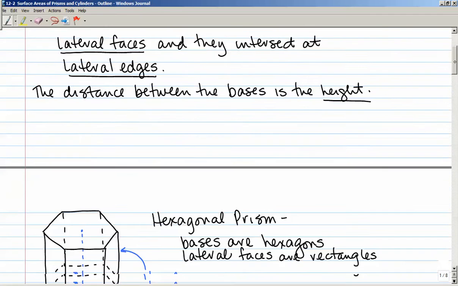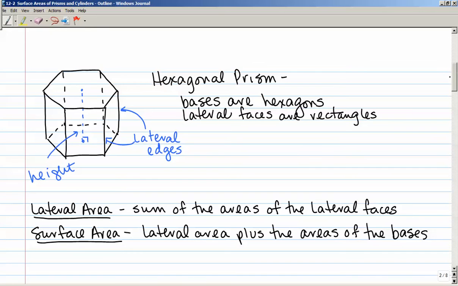Let's take a look at an example of one. Here's a hexagonal prism. It has a hexagon on the top and a hexagon on the bottom. Those are the bases because they are parallel and congruent to each other. The lateral faces are the other faces that connect the two hexagons, and those are shaped as rectangles. The height is represented by this blue dashed line in the middle, and that's the distance between the bases. And the lateral edges are these edges right here, where the lateral faces meet each other.